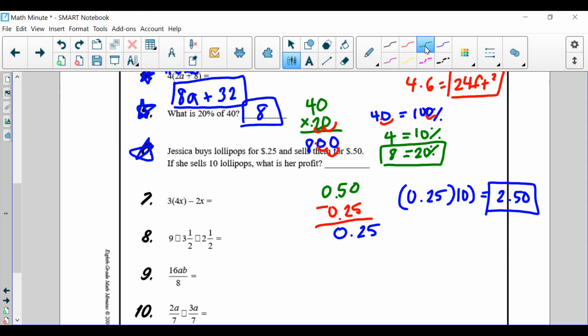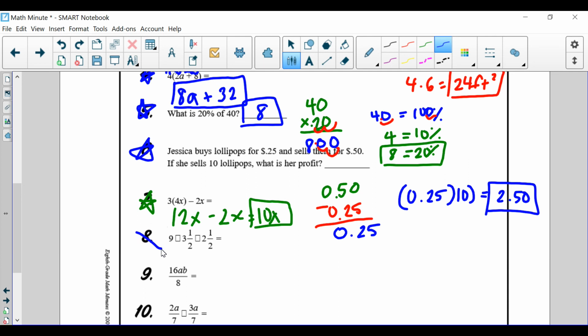Let's go over number 7 now. Number 7 is another expression where we've got to multiply 3 groups of 4x. That's 12x. Minus 2x. We figure out 12x minus 2x, that would be 10x. And we've got our answer. Very nice work. Okay, this one we have little blocks here. Not sure what it should be, so I'm going to skip it. Let's go over number 9.